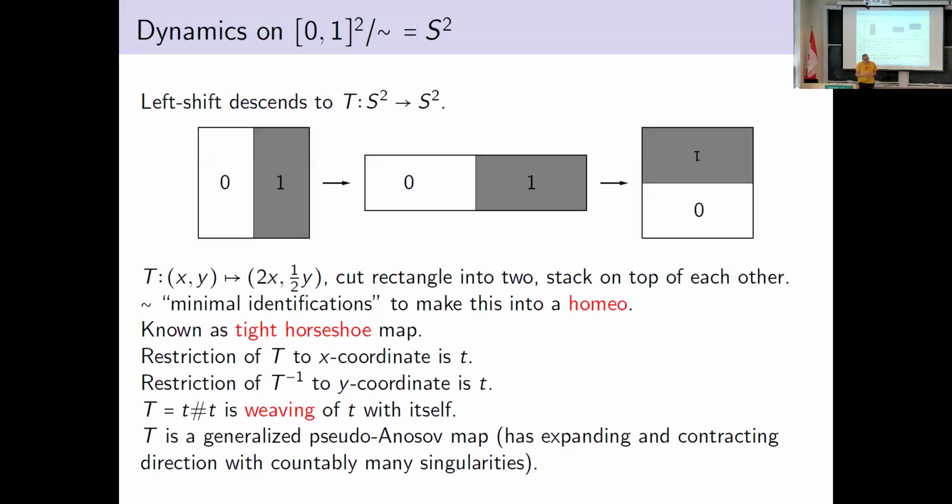Okay, so we have two tent maps, one in the x direction and one in the y direction, but one is in the future and one is in the past. I call this the weaving of the tent map with itself. And this map is what I call a generalized pseudo-Anosov map. It has an expanding and a contracting direction with countably many singularities.